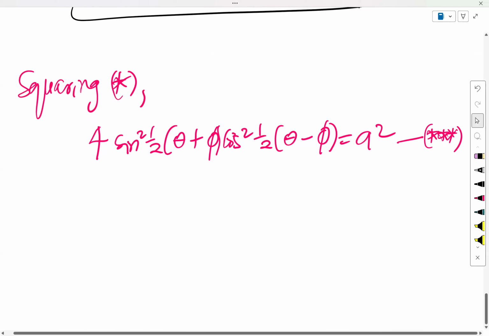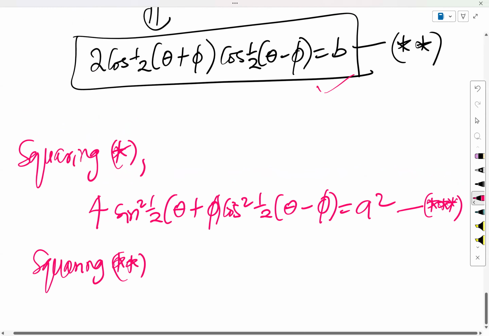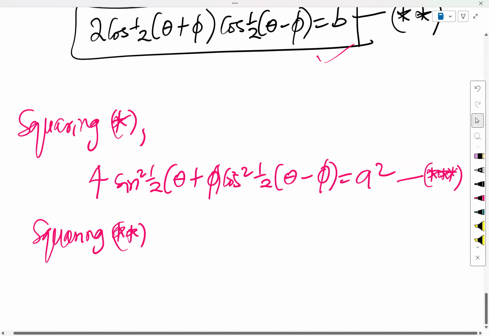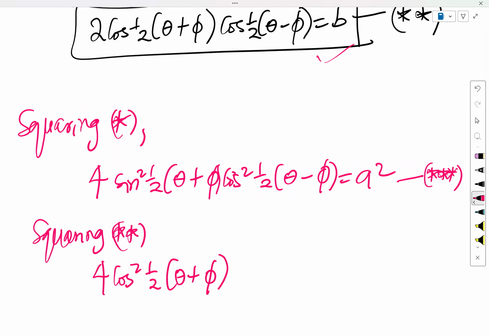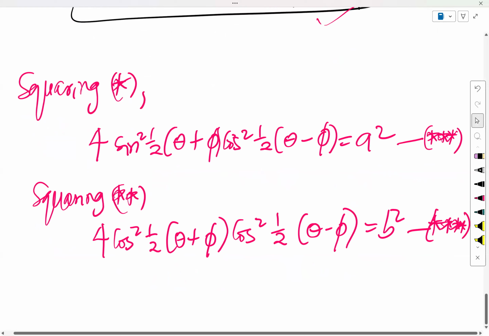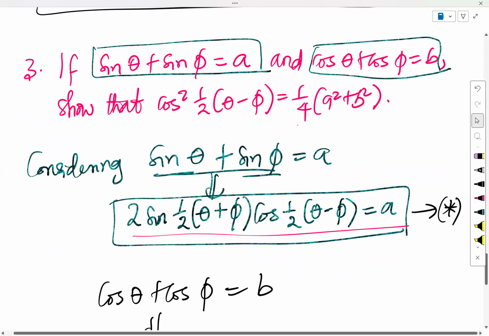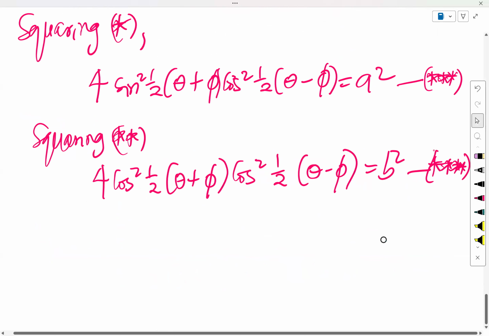And then if you square double star, we want to square this expression now. So that means we have again 4 cos squared half theta plus phi cos squared half theta minus phi, and all of that is equal to b squared, and we can call that 4 star. Now, from the expression you see here, at the end of the day, we have cos squared half into theta minus phi. That's taken care of. And then we have a squared plus b squared. So it means that we have to sum up these two things. That's the only way a squared and b squared can come together.